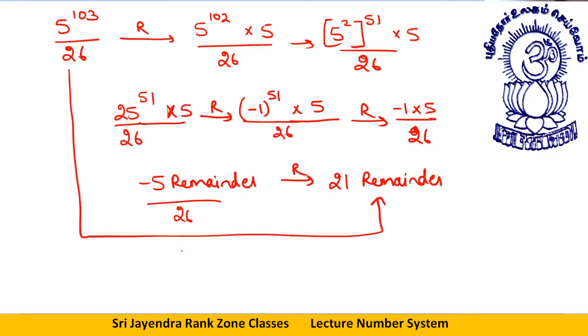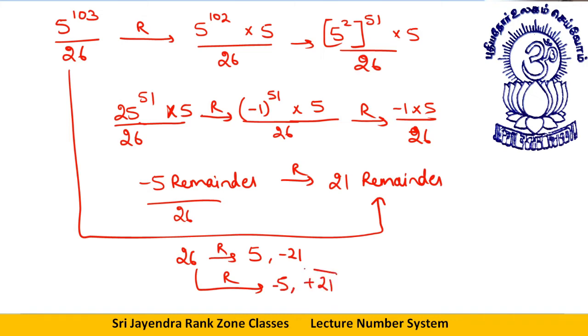I already told you, if the number is 26, one of the remainders is 5, the other remainder will be minus 21. Their sum will be equal to this number. One will be positive, one will be negative. Or you can also say if one of the remainders is minus 5, the other remainder will be plus 21. I am sure it must be clear to all of you.